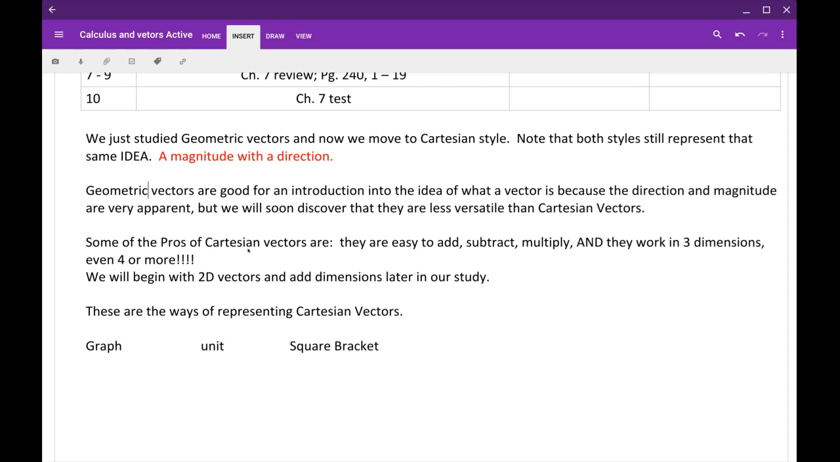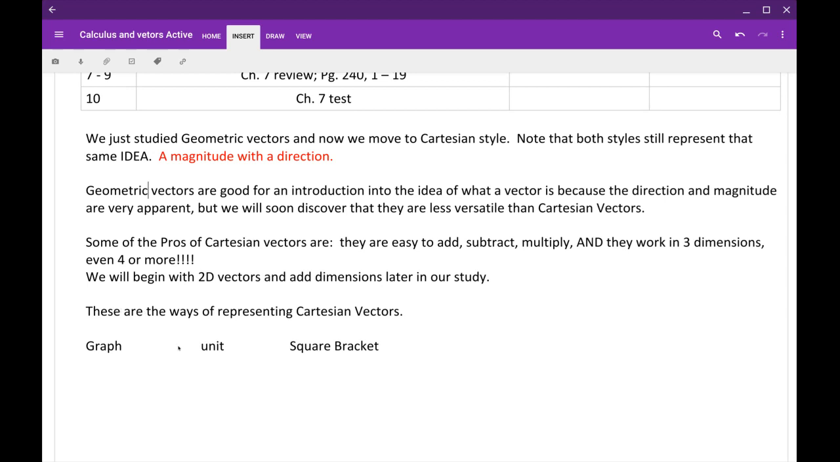Some pros and cons of the Cartesian vectors are, well, they're easy to add and subtract. They're easy to multiply, and they work in 3 dimensions or even 4 dimensions. And there's no cons, actually. They're all pros. And so we will begin in 2-dimensional vectors and add the dimensions later on. So by the 3rd day, we're going to work in 3 dimensions. First 2 days, we'll just stick with 2 dimensions. And then as the 3rd dimension appears, you'll already be reasonably familiar with it.